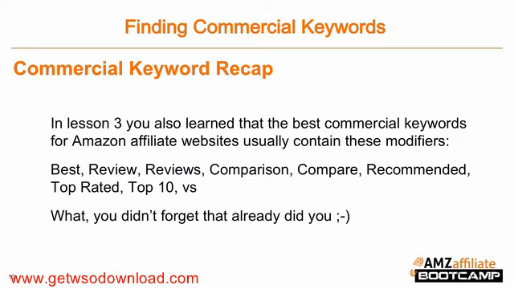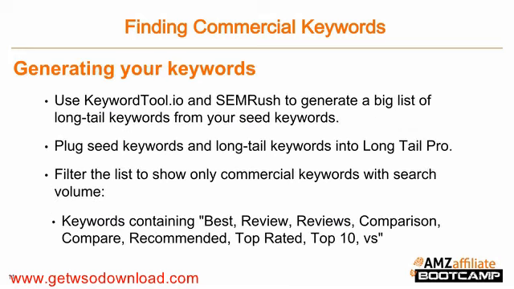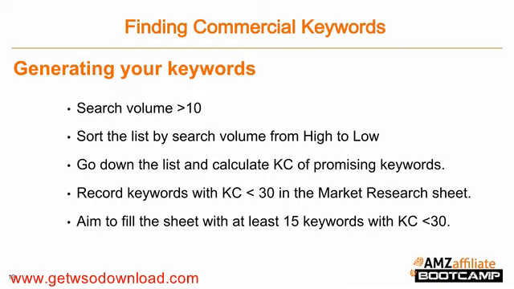Now let's walk through the step-by-step instructions for generating your keywords. So here are the step-by-step instructions for generating your own keyword lists. First off, go into keywordtool.io and SEMrush to generate a big list of long-tail keywords from your seed keywords. Second, plug seed keywords and long-tail keywords into Longtail Pro. Third, filter the list to show only commercial keywords with search volume, so keywords containing best, reviews, comparison, top 10, versus, things like that, that we've talked about before. And then also filter by search volume greater than 10. Next, you're going to sort this list by search volume from high to low.